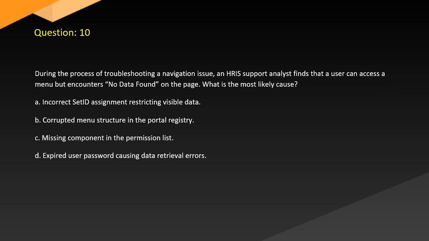Question 10. During the process of troubleshooting a navigation issue, an HR support analyst finds that a user can access a menu but encounters no data found on the page. What is the most likely cause? A. Incorrect SetID assignment restricting visible data. B. Corrupted menu structure in the portal registry. C. Missing component in the permission list. D. Expired user password causing data retrieval errors.